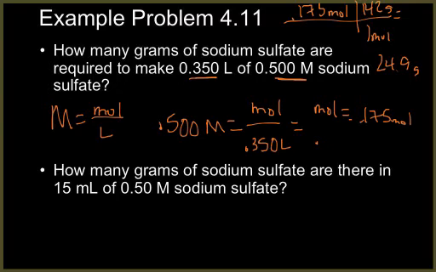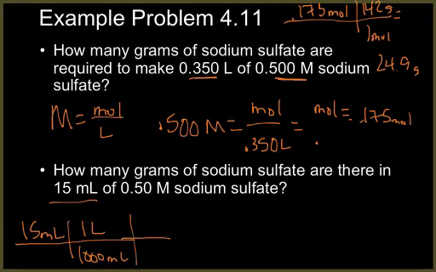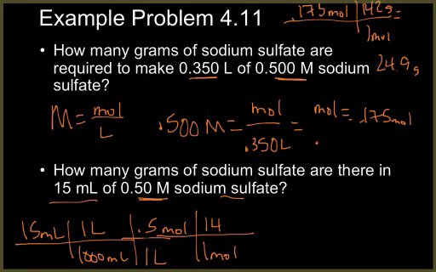The other way you could do it is you could do it as one long dimensional analysis problem. So in this case, we would start with our volume. So I have 15 milliliters. Convert that to liters. Then use my molarity, since I know that is moles per liter, I can say 0.5 moles, and then from there continue on and just do my molar mass calculation here. So 1 mole of sodium sulfate is 142 grams. So then that would give me 1.1 grams of sodium sulfate.